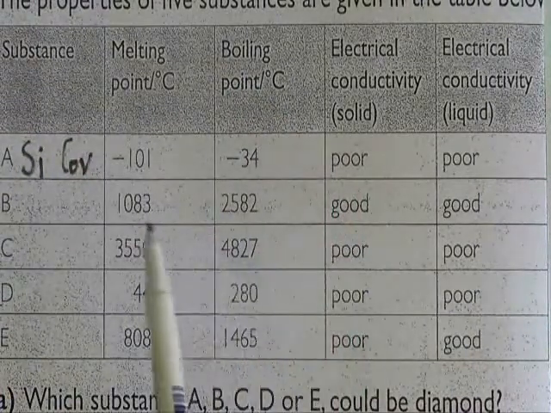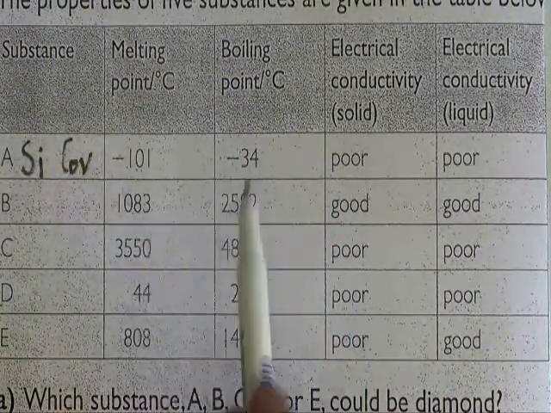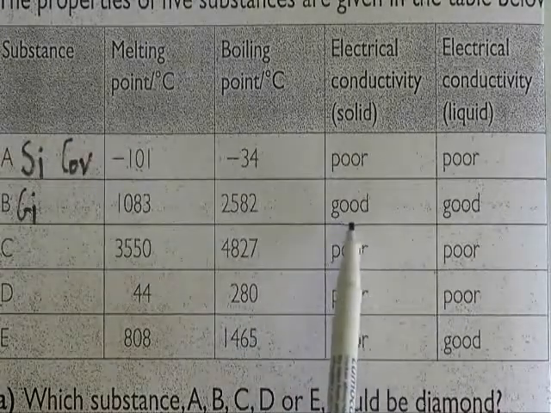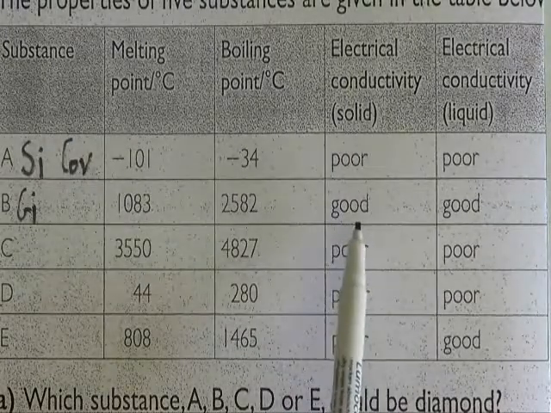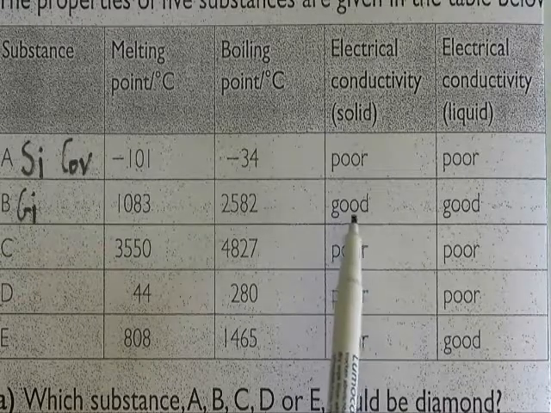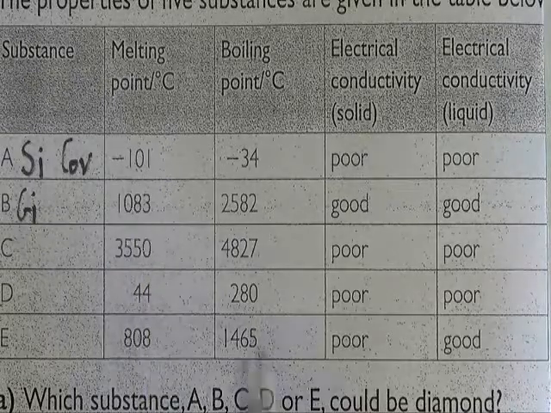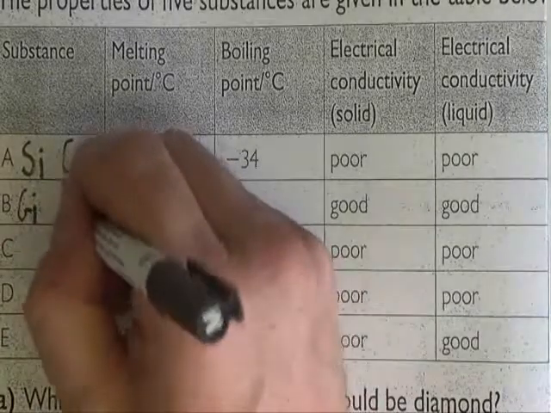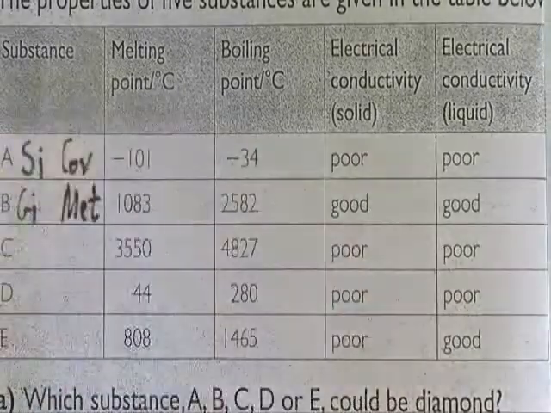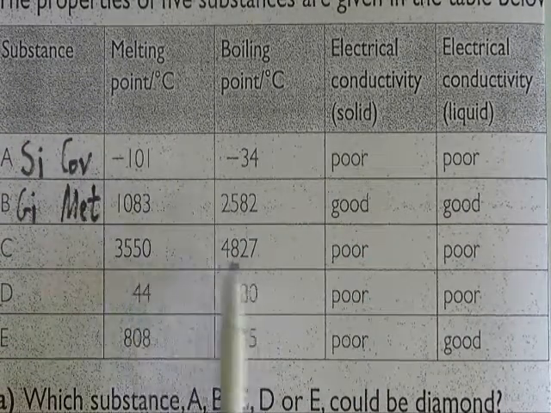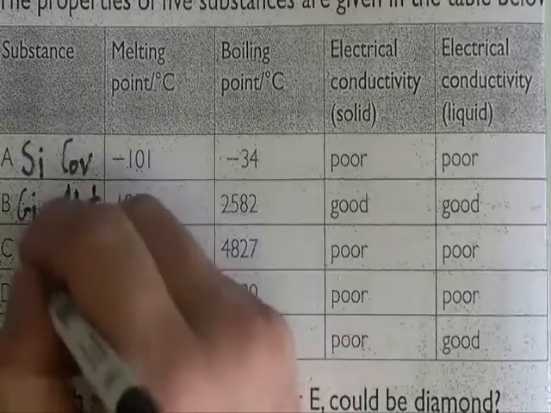Okay, let's look at the next one. We've got very high melting and boiling points here, so I'm thinking structure is giant. Does it conduct as a solid? Yes, indeed it does. So it must be either metal or graphite. Well, it's not graphite because graphite melts at over 3000, so it must be metallic. This one here has got an extremely high melting and boiling point, so it's definitely giant.